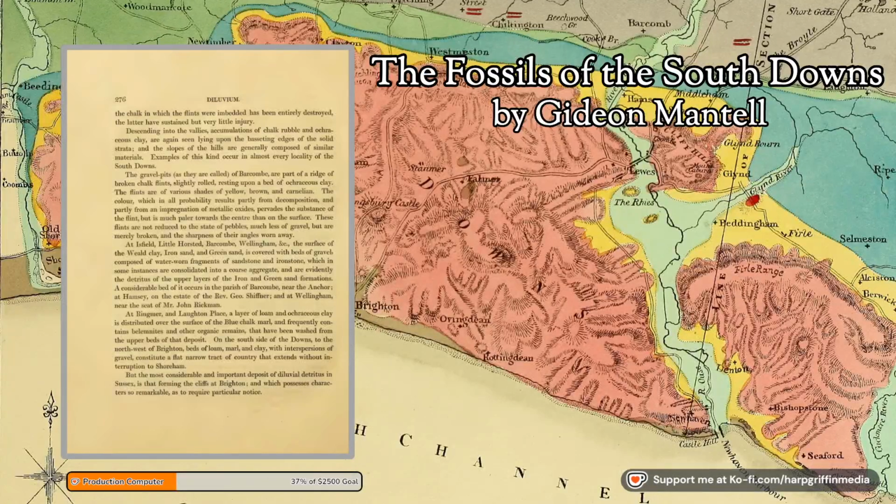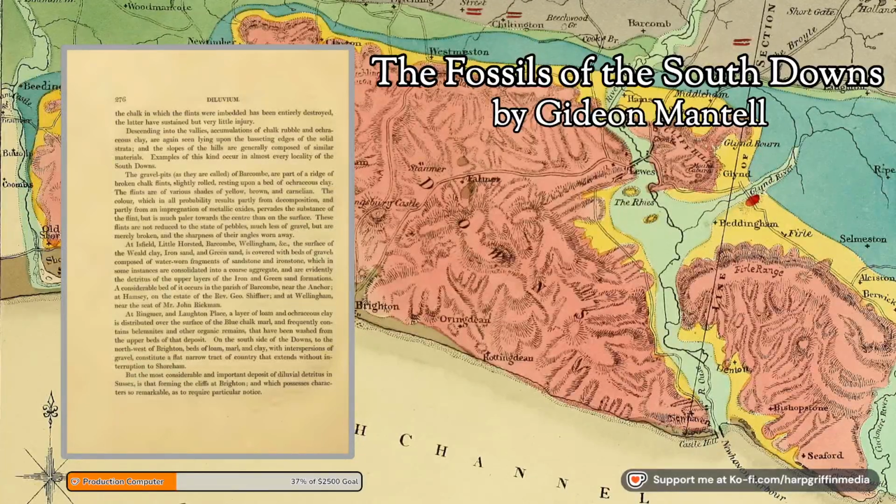The flints are of various shades of yellow, brown, and carnelian. The color, which in all probability results partly from decomposition, and partly from an impregnation of metallic oxides, pervades the substance of the flint, but is much paler towards the center than on the surface. These flints are not reduced to the state of pebbles, much less of gravel, but are merely broken, and the sharpness of their angles worn away.